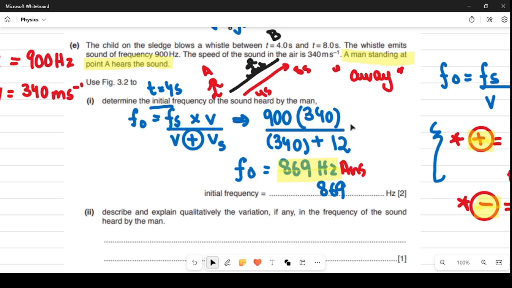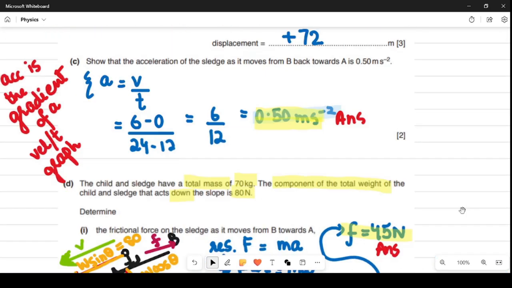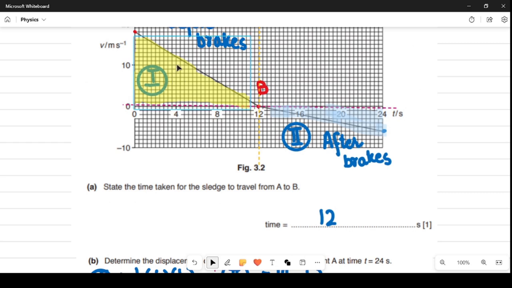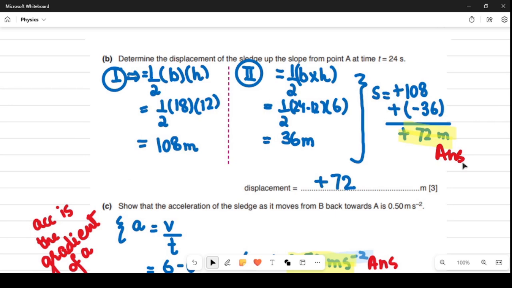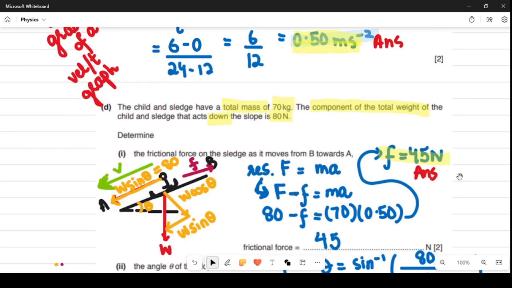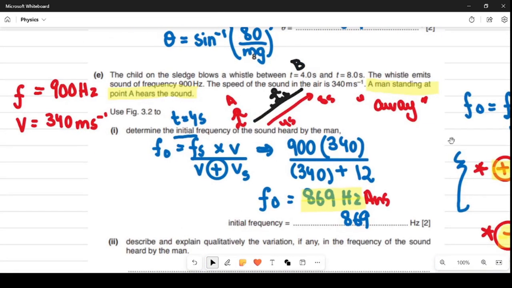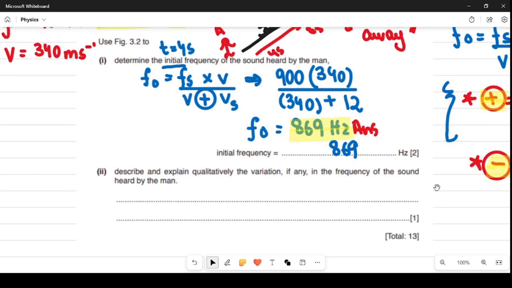Why did I use the value of 12 at t is equals to 4 seconds? Because in the question they have asked us to determine the initial frequency. So for the initial frequency, what I had to do was go back to the graph at the initial time, that is t is equals to 4 seconds, and at the initial time the velocity is 12, right? I plugged in the values, and then I got a final answer of 869 hertz, right? Let's move on.